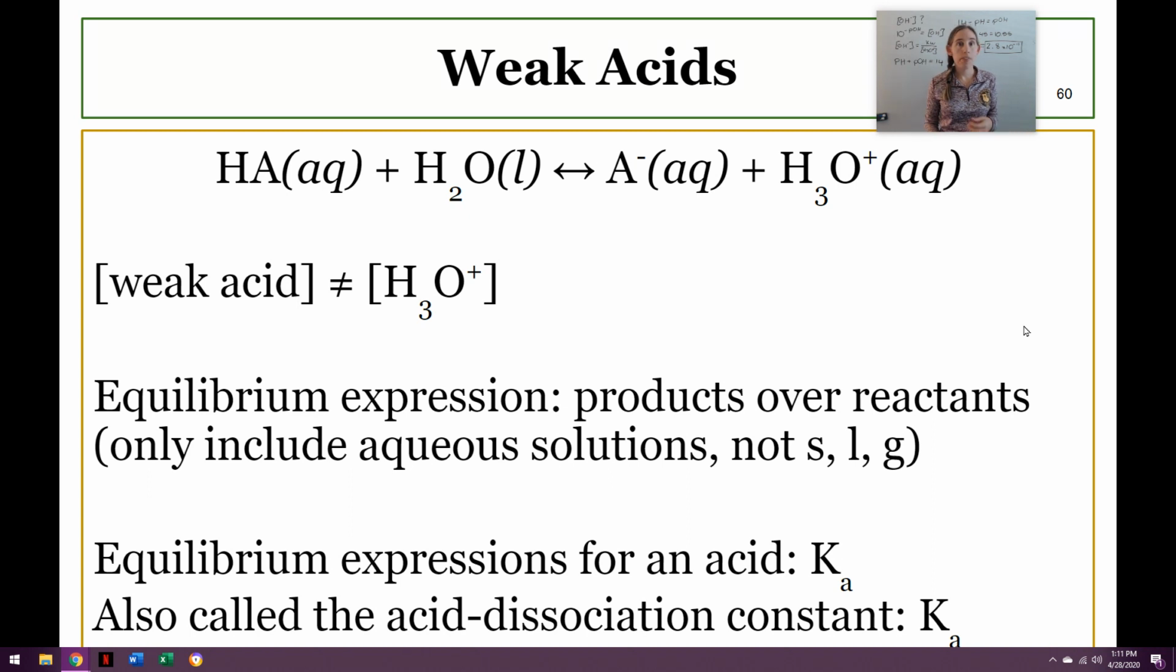So when we were saying that your concentration of strong acid equals H3O concentration, that works only for strong acids. It doesn't work for a weak acid. Your weak acid concentration does not equal H3O because we don't know how much of it turns into H3O. So I'm going to write that out, our general acid equation.